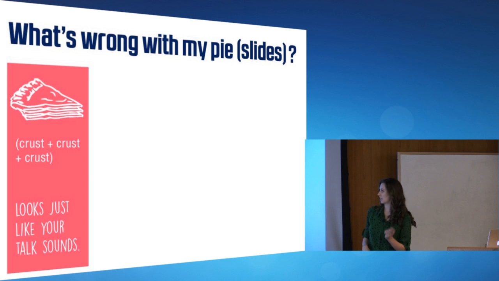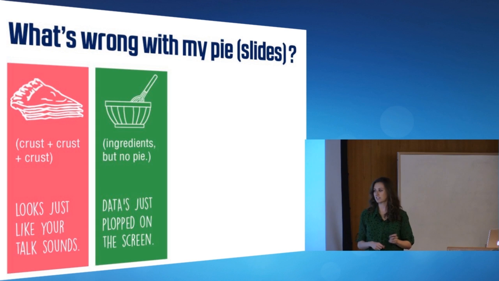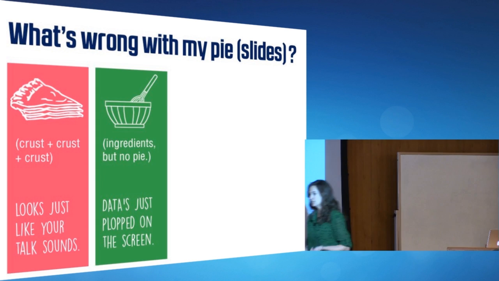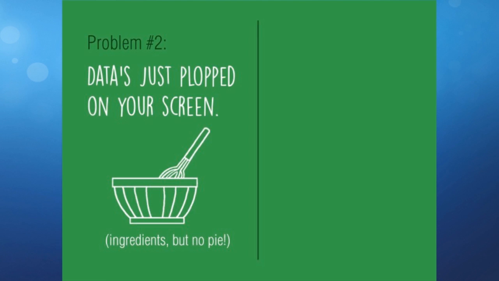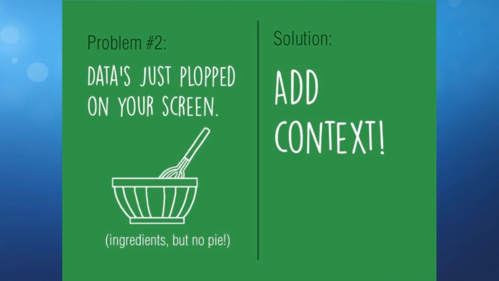So we're going to go over and talk about data. So this is our ingredients, but no pie. That's when we say we just take our data and we put it straight onto PowerPoint and don't think about how we're going to present it. So the solution for this is going to be to add context.